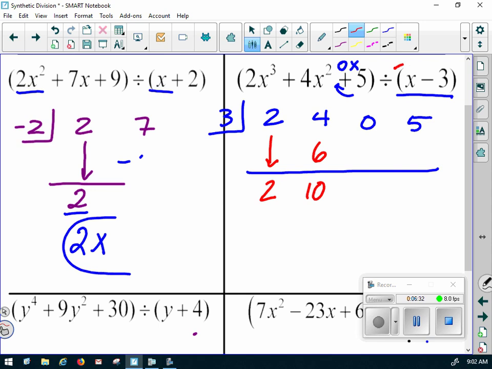If I take x minus 3 and I set it equal to 0, how would I solve that? Add 3 to both sides. So that's why it's going to be 3. 10 times 3. Add. Then 30 times 3.